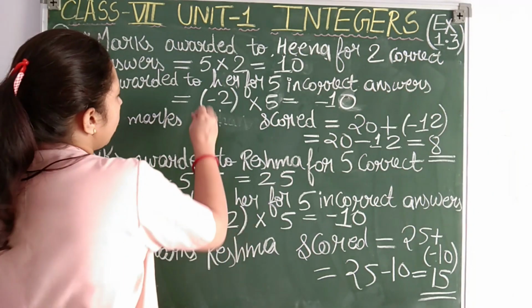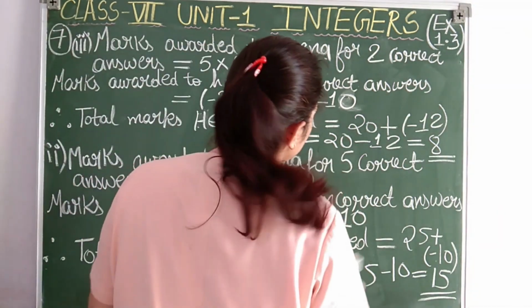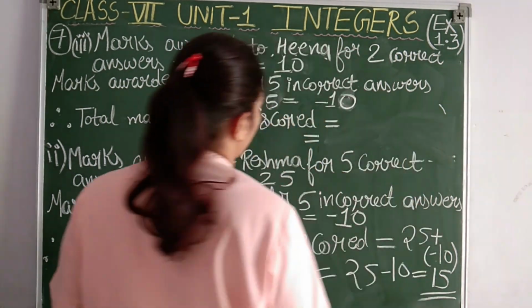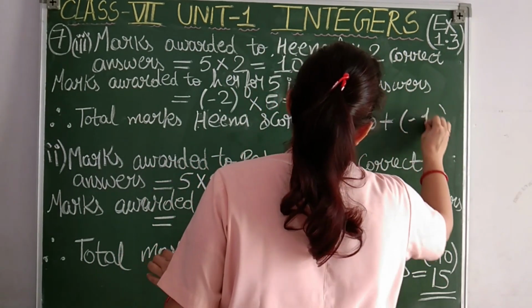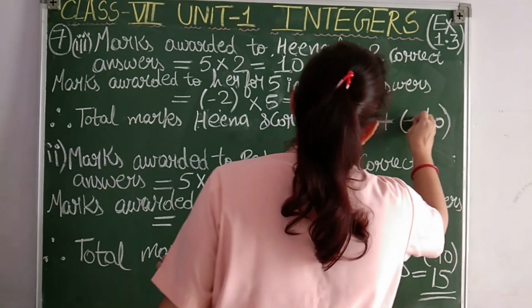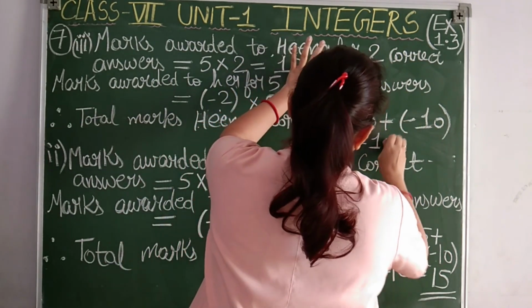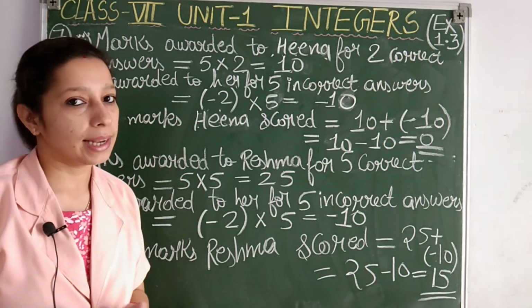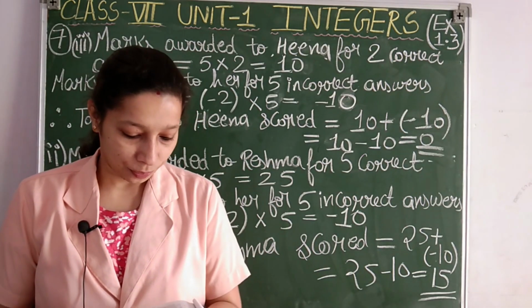Then the total marks Hina scored. So let us see the calculation. Total marks scored by her: 10 plus minus 10. We have already discussed this, students. Plus minus is minus, so 10 minus 10. The final marks scored by Hina is 0. Clear, students? So these are the 3 points for question number 7.